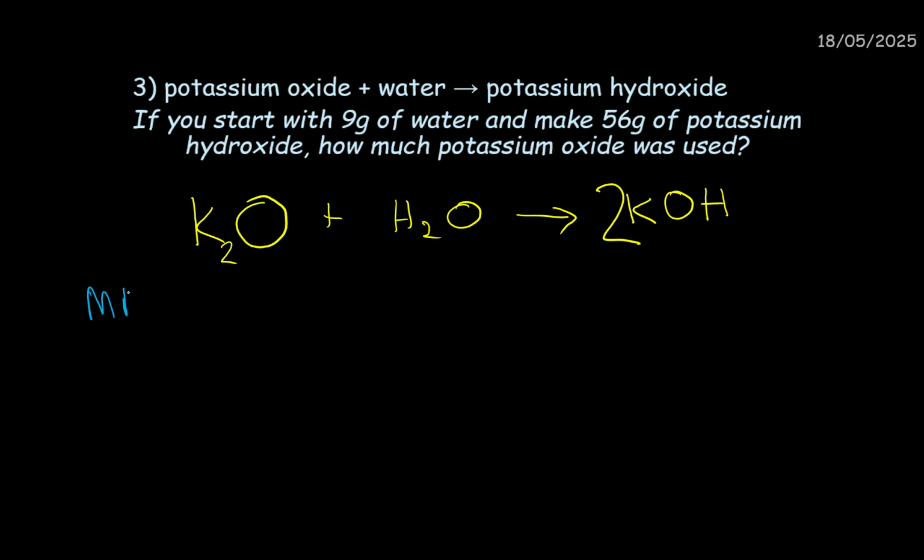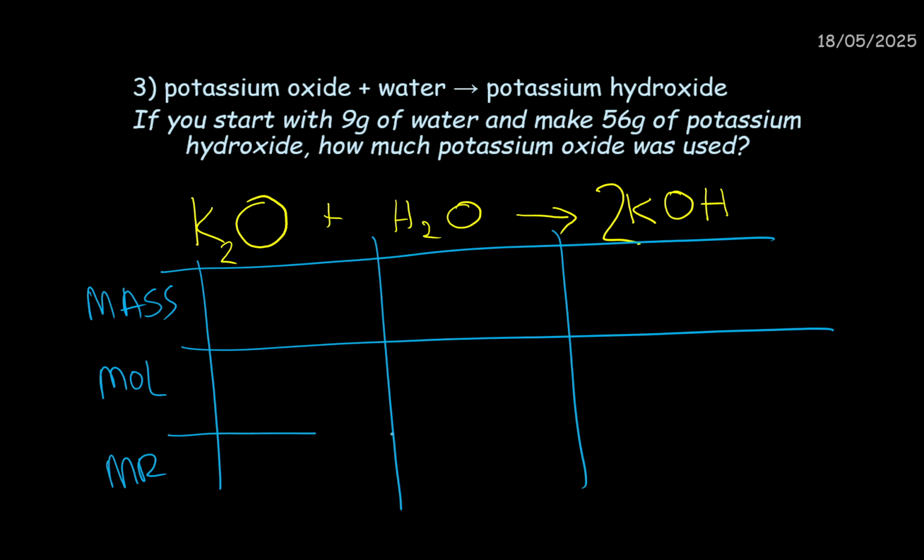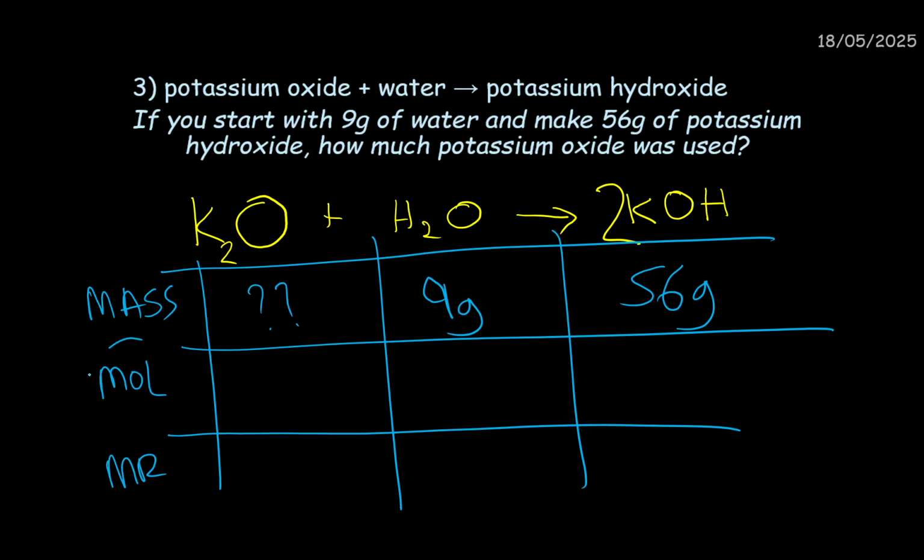We do mass, moles, MR. We do your table like this and fill it out. So we've got 9 grams of water, we've got 56 grams of this, and we want to find out this. You do it quickly, and then you'd use the molar ratio. 2 to 1, divided by 2, and then you'd go from there. Does anyone have any questions on this concept? I'm not going to complete it because I want to do the other topics, but that's how you do it.